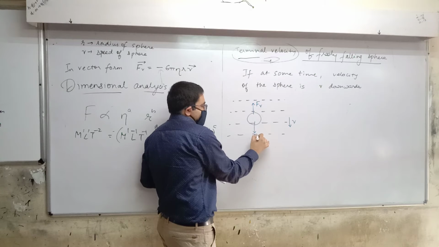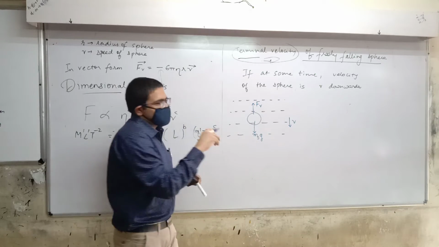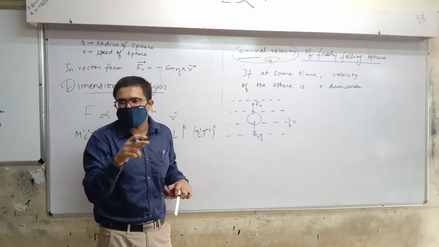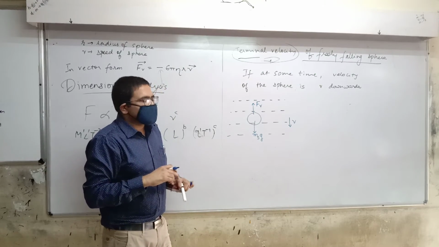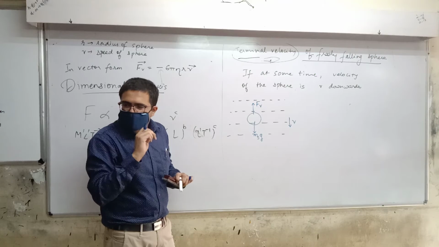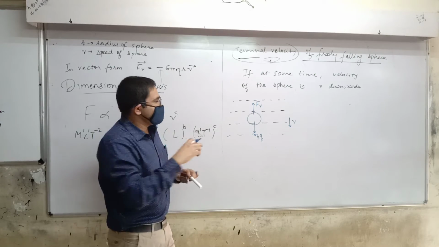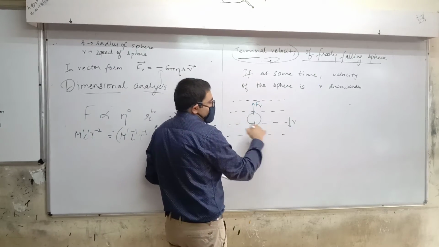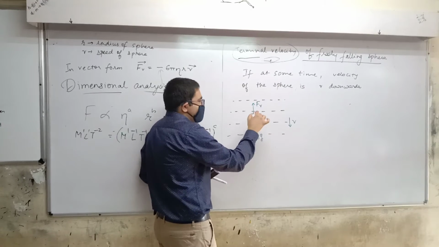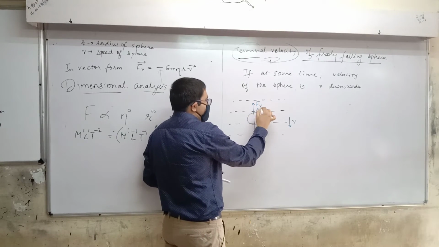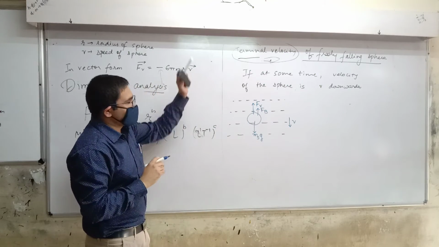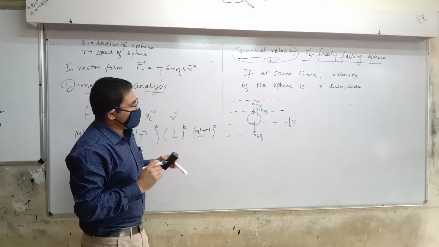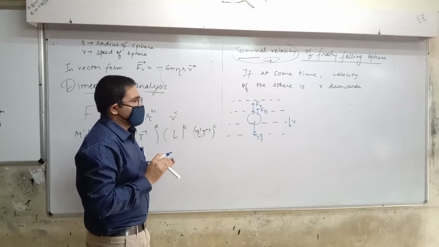So I am going to write it as msg. S for sphere. Got it? S for the sphere. msg. There is one more force. You see, this is also a fluid. So there will be upward buoyant force. Fb. Right? Fb is buoyant force, Fv is viscous force, and msg is the weight of this thing.